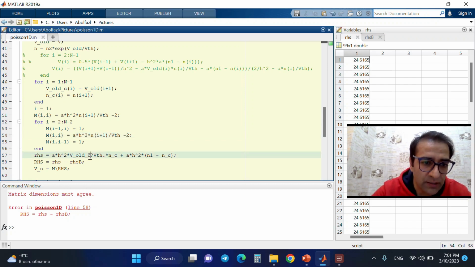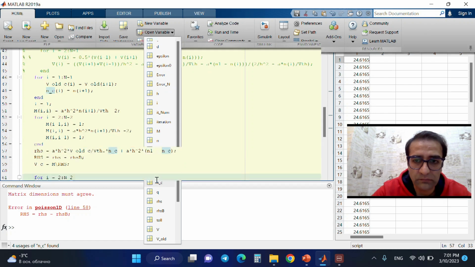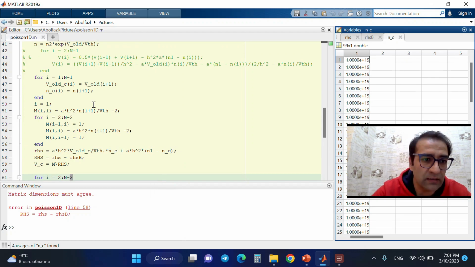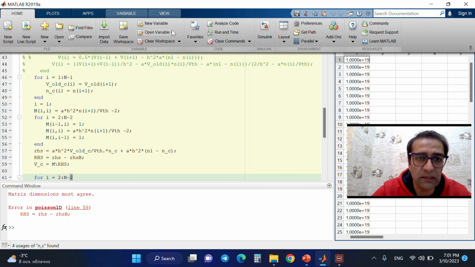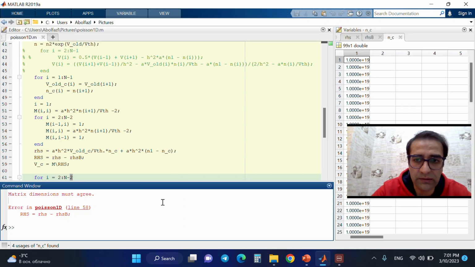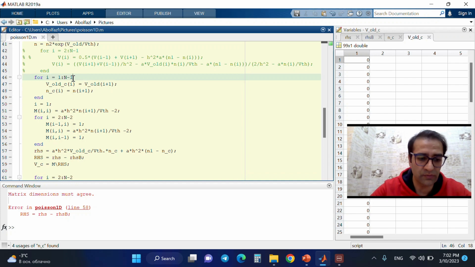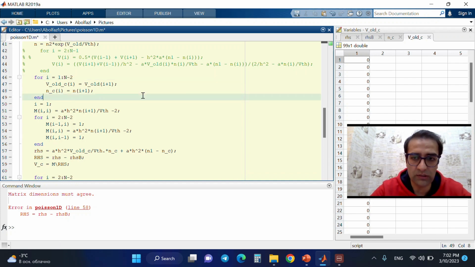It comes from either VOC or NC. Let me check the dimensionality of this matrix NC. NC is 99. Should not be like that. What about VOC? Where is VOC here? The dimensionality of VOC, here. I think this one should be n minus 2. Let's check it again.